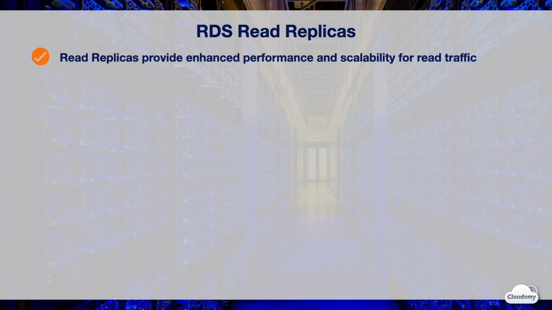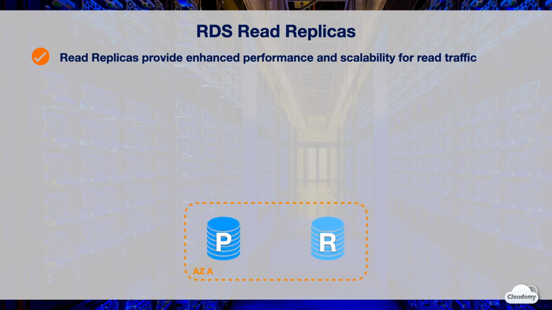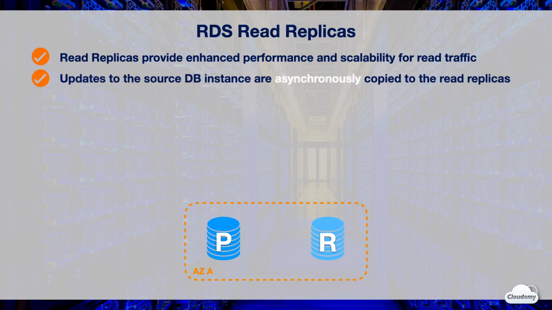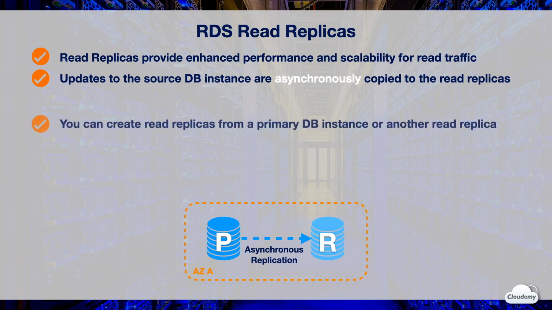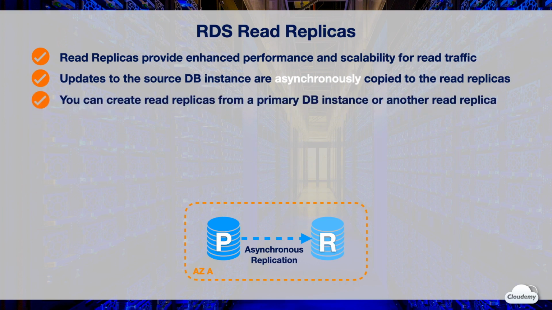RDS Read Replicas provide enhanced performance and scalability for DB instances. Read replicas make it easy to scale out for read-heavy database workloads. You can create multiple replicas of the source DB instance, and serve high-volume read-only traffic from multiple copies of your data, thereby increasing aggregate read throughput. Updates made to the source DB instance are asynchronously copied to the read replicas. You can create read replicas from a primary DB instance, or from another read replica.